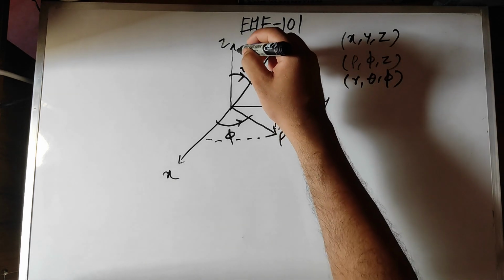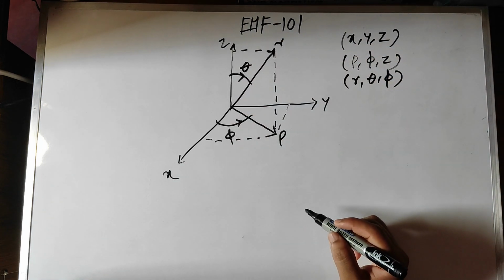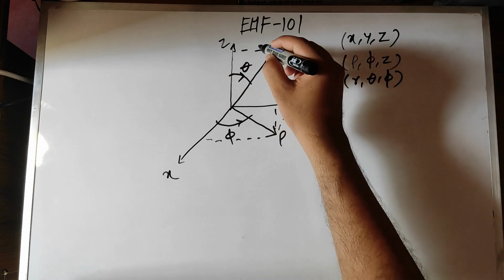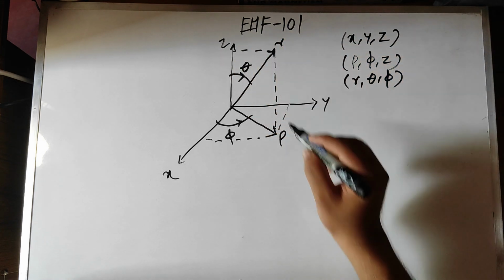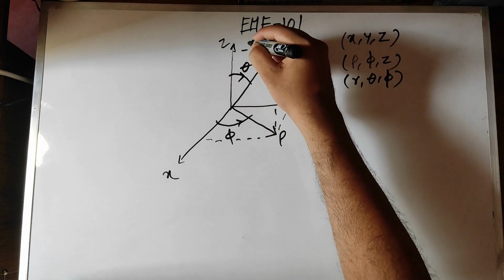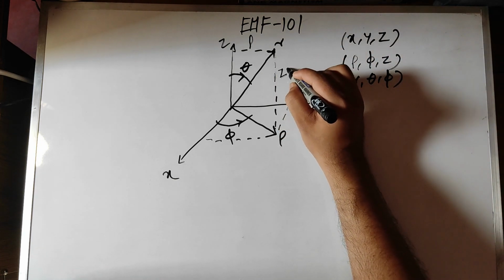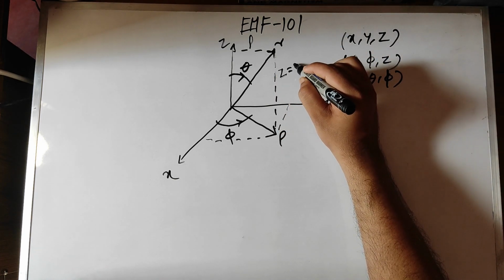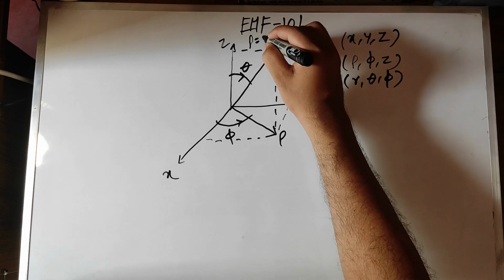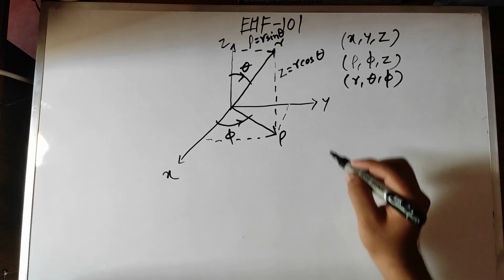Now if we see it like this, this projection is rho. This is the vector projection of r on the z axis. This is the scalar projection, which is z, and z is r cos theta. Rho is r sin theta.